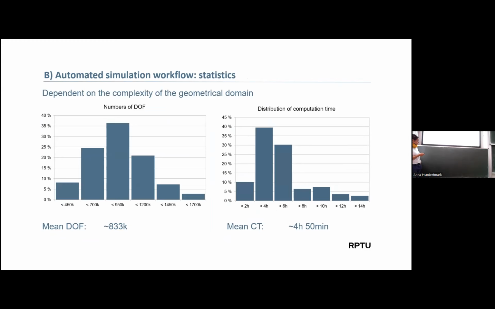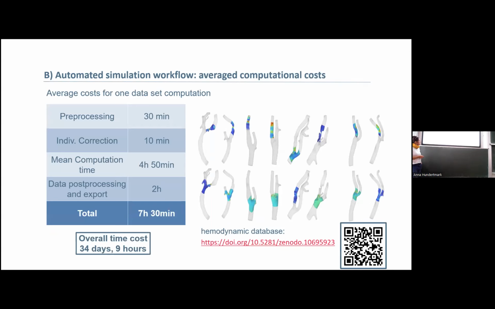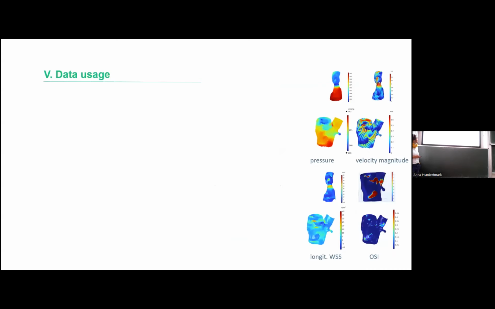Now we have some statistics. Each of the simulations has a different number of elements, but for most simulations it's about 1 million elements, and computation time was about 3 hours, and the average time for one simulation was 7.5 hours. You can find our published papers under this link, and this has now been generalized to almost 150 cases.